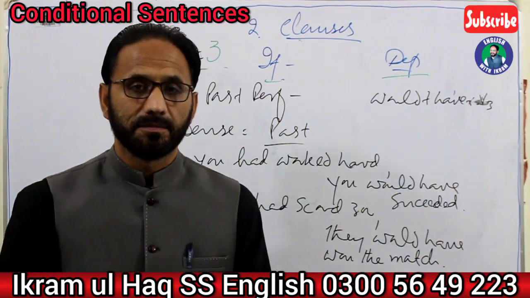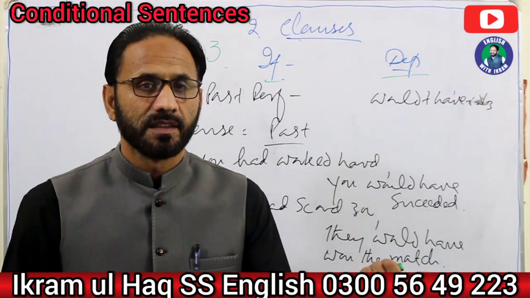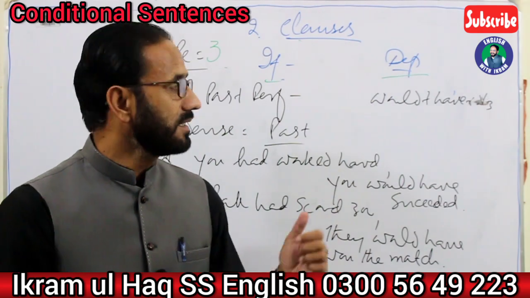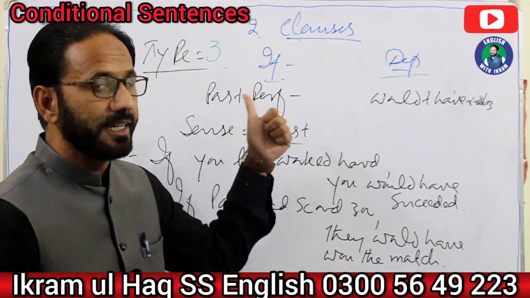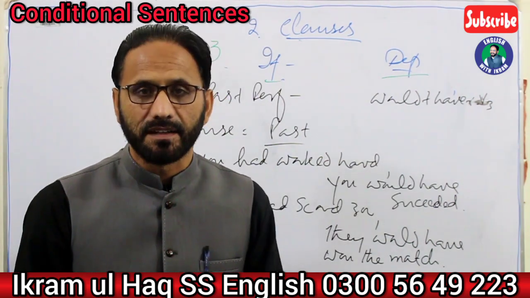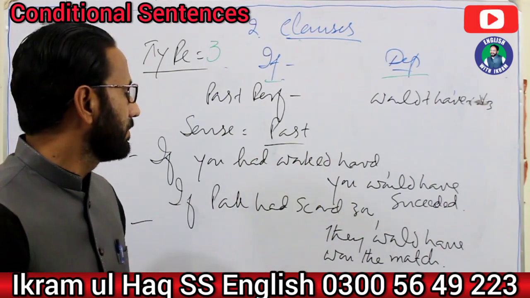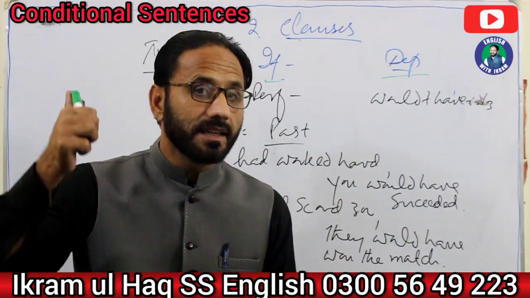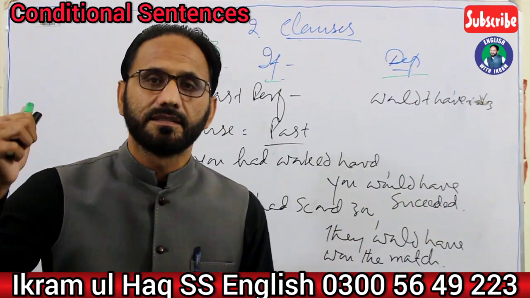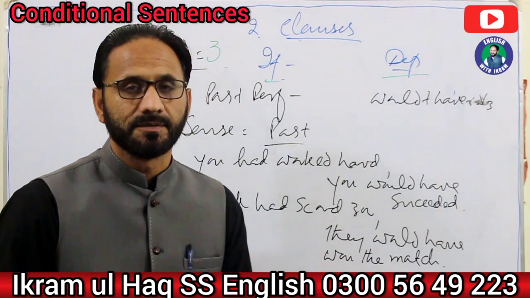अगर इस साल बारिशें होती, I am talking about the past, तो फसलें अच्छी होती. तो this is a situation that's about past. तो what is the structure? Past perfect in if clause and would plus have plus V3 in dependent clause, and the situation is about past. ऐसे जैसे मैंने एग्जांपल दिए, अगर तुम मेहनत करते, if you had worked hard you would have succeeded. अगर पाकिस्तान कल के मैच में 300 से ज़्यादा स्कोर करता तो पाकिस्तान मैच जीत जाता.